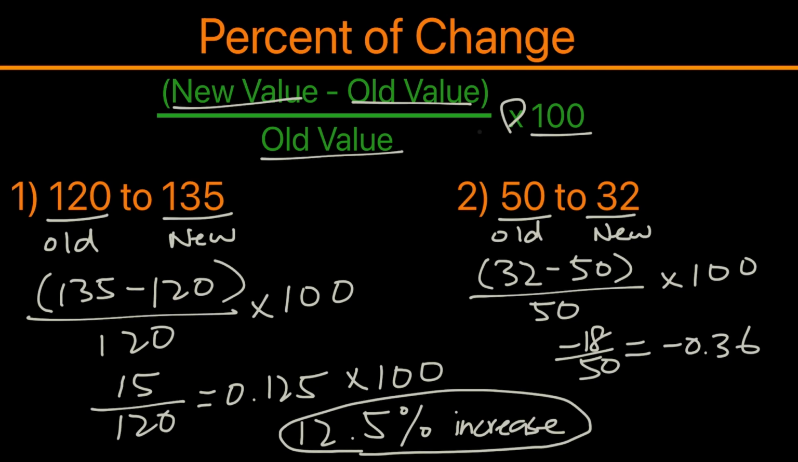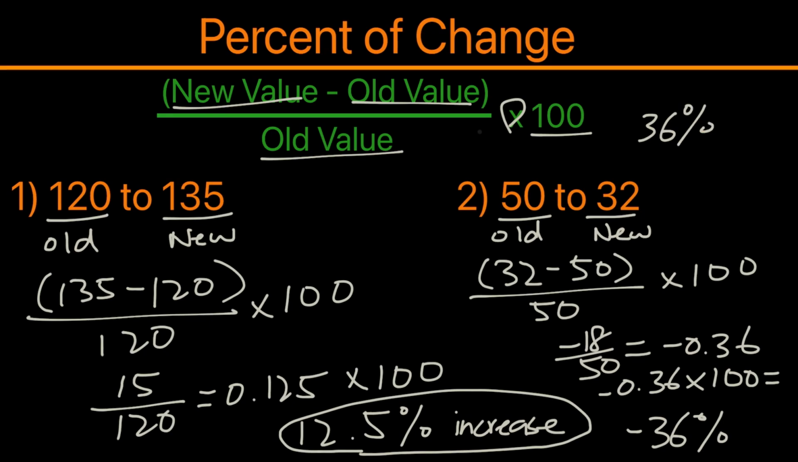Then you will want to multiply that by 100. And that will equal negative 36. So negative 36% means that there's a decrease of 36%. So the way we would write this would be 36% decrease.